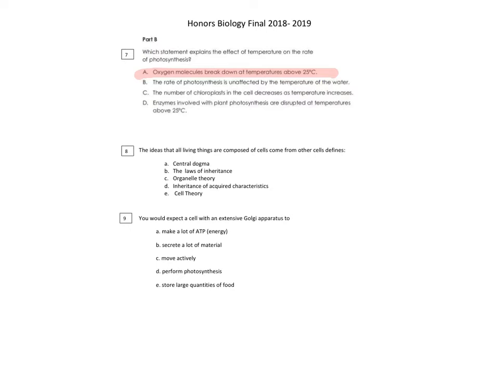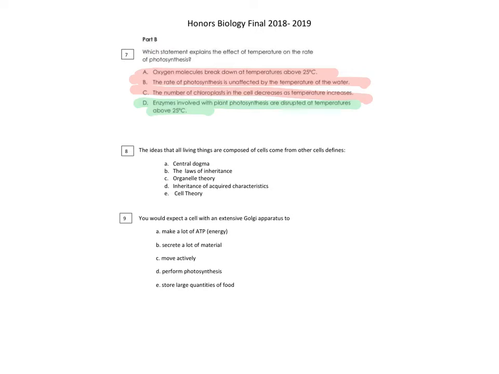So again, reading the graph. But I'm not going to tell you any more. Take a look at it and come up with your answer explaining why neither one of those is true. The number of chloroplasts in a cell decreases with the temperature. That's not true. The enzymes involved with plant photosynthesis are disrupted by temperatures above 25 degrees. That is the best answer, and now you have to explain why. To reference that, I would tell you to look at the discussion on enzyme action. What happens to enzymes? I'll remind you of 2 words: denature and renature.